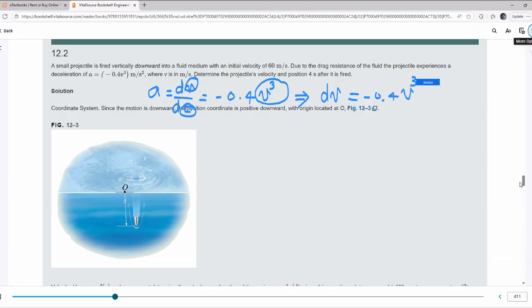b to the third power and dt. Even though we solve for dv, that doesn't separate the v variable and t variable. Instead, on the right-hand side, we have v variable and t variable mixed. Now then, we divide both sides by negative 0.4 v to the cube.